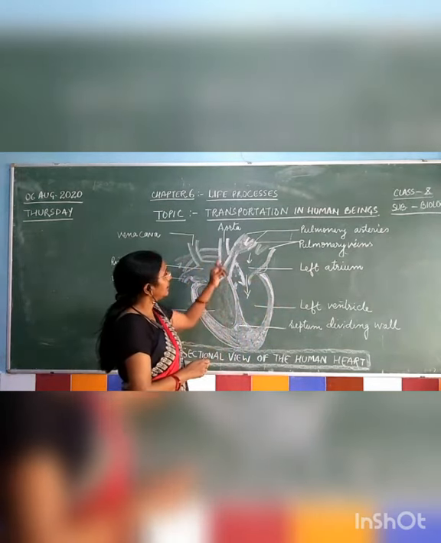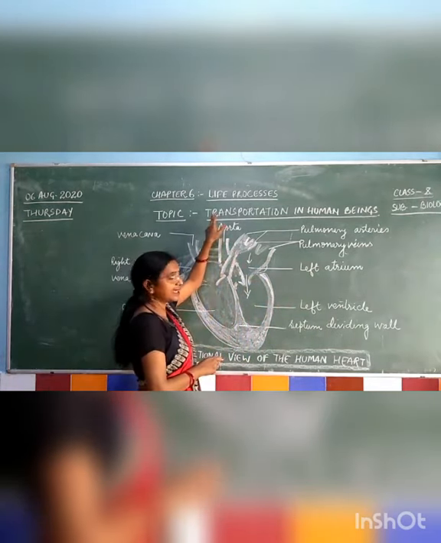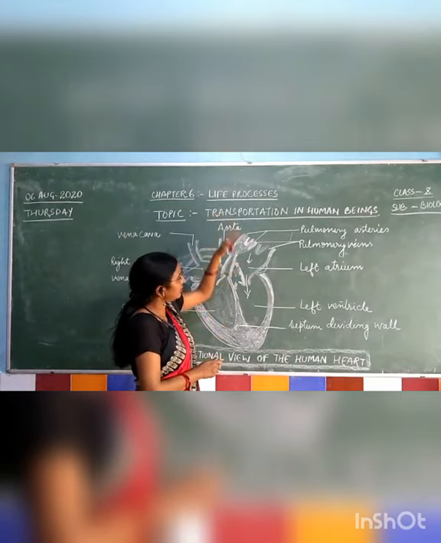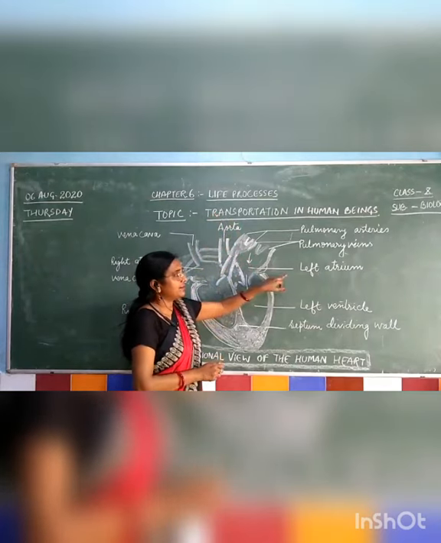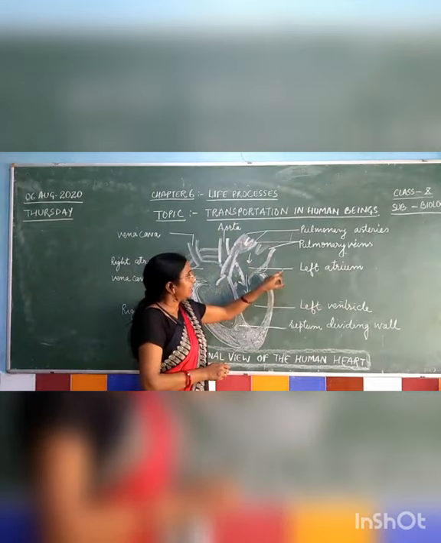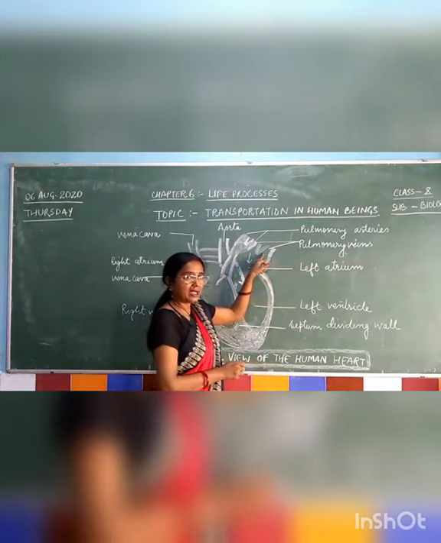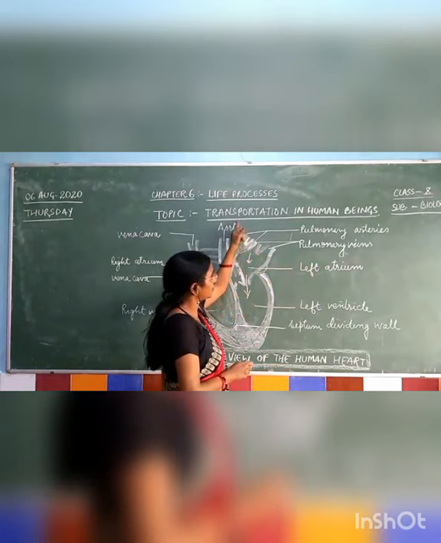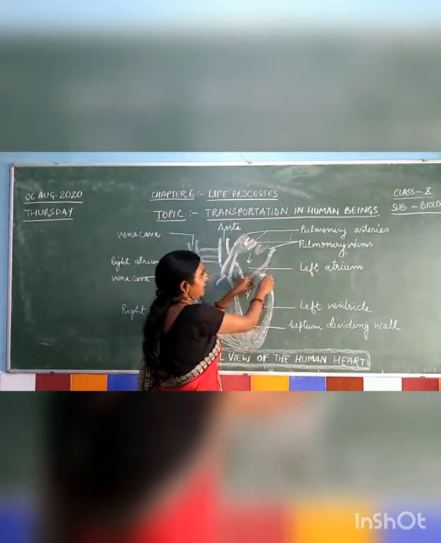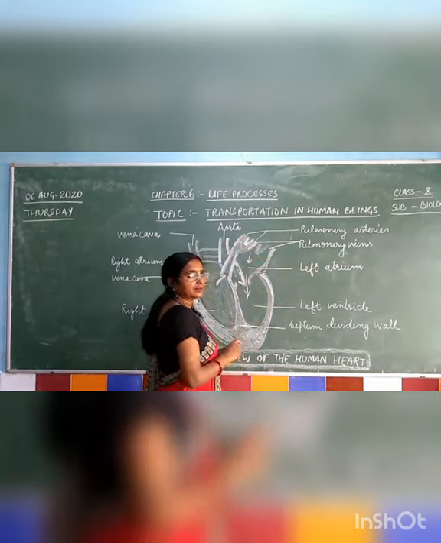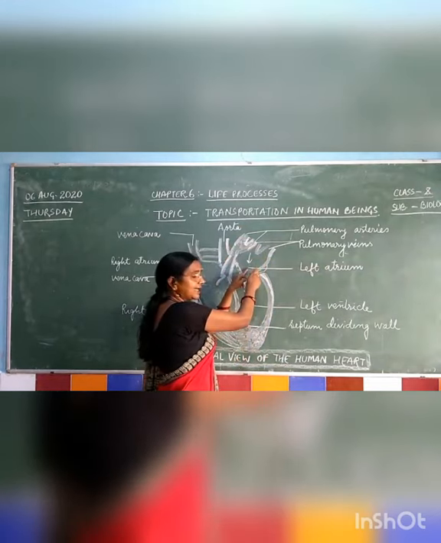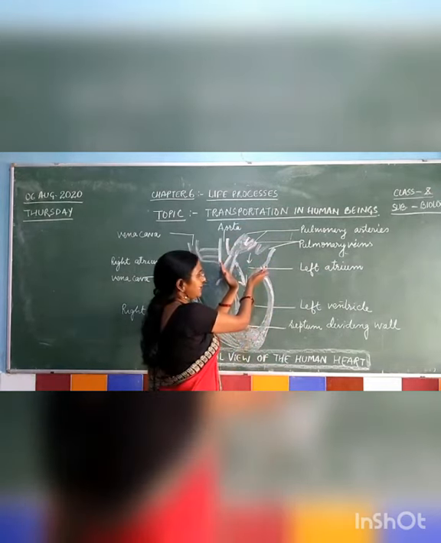Once again, listen carefully. The oxygenated blood from the lungs will be given to the left atrium. It will be given by the pulmonary vein. The pulmonary vein assists the lungs to give the oxygenated blood to the left atrium. As it is collecting the blood, it will be in the expanded form.